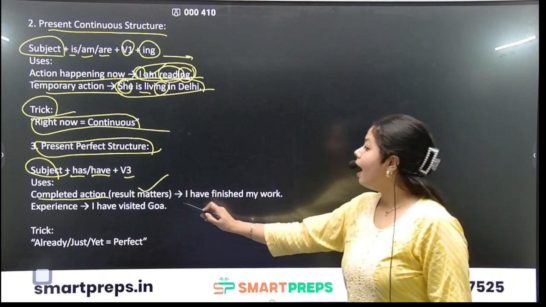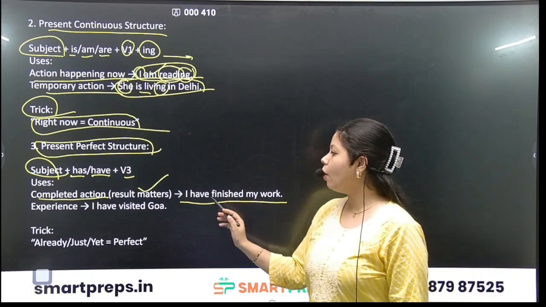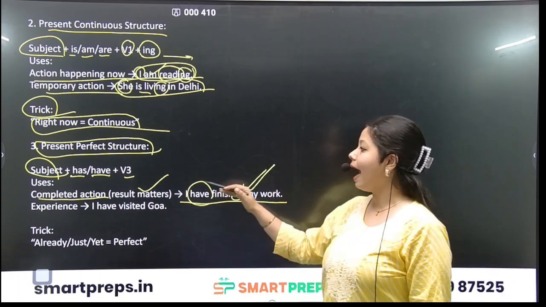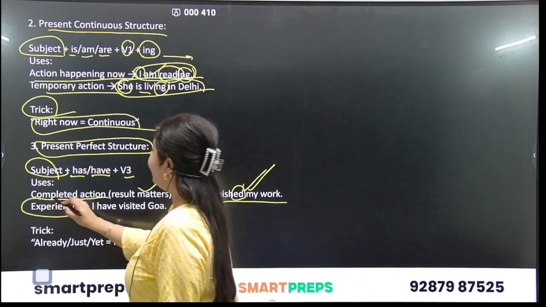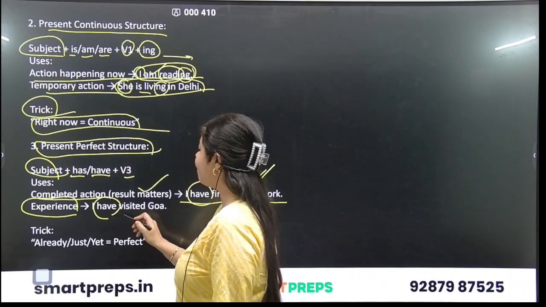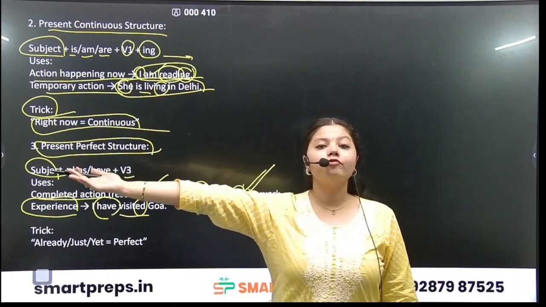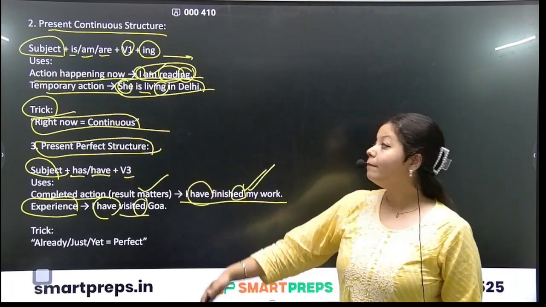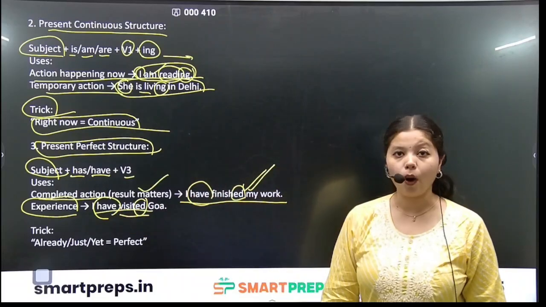For example, I have finished my work. We will be using has or have, plus the ed form, because we have already completed it. I have finished. Also, when we talk about experiences, I have visited Goa. It means I went there and have already performed the action. Since we are using present perfect, we say have visited Goa.